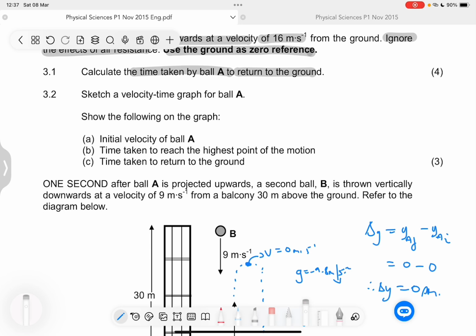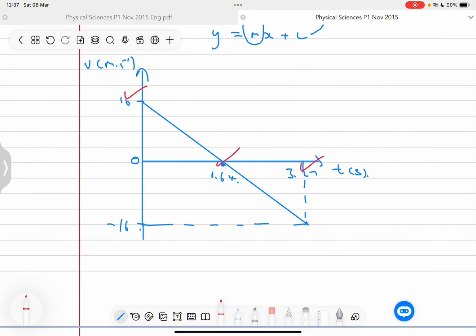I'm not too sure why this was 3 marks, because usually they also give you a mark for the shape of the graph, getting the correct shape of this graph. I think in this case, 1 mark will go for these 2 times, and the other mark will be for the shape, right? I don't know why they made it 3 marks.